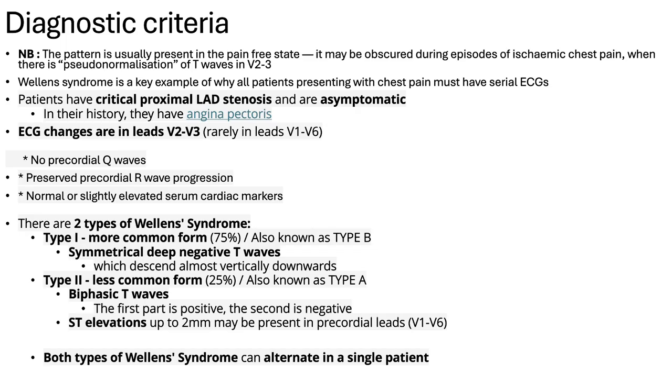While type 2 is a less common form with about 25% of cases, also known as type A. It presents as biphasic T waves where the first part is positive and the second one is negative. There will also be ST elevation, present up to 2 millimeters in the precordial leads. And both types of Wellens syndrome can alternate in a single patient.